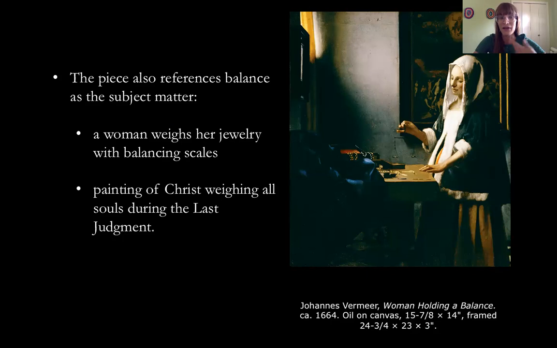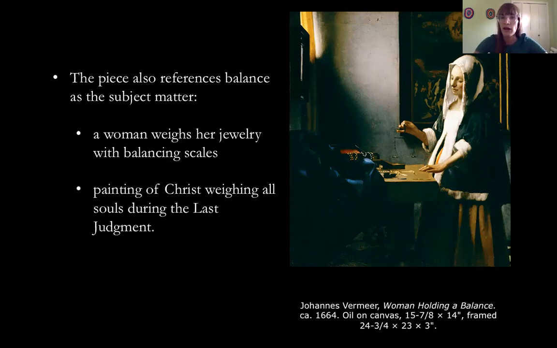So its subject matter also references balance. This woman is weighing her jewelry. As you can see in her hand, she's got a scale. So she's weighing her jewelry using a balancing scale. And then if you can see in the background, I don't know if any of you recognize what this painting might be of, but many people at this time would have recognized this, especially in this context, in the 1600s, in Western Europe, where religious paintings were very, very common.